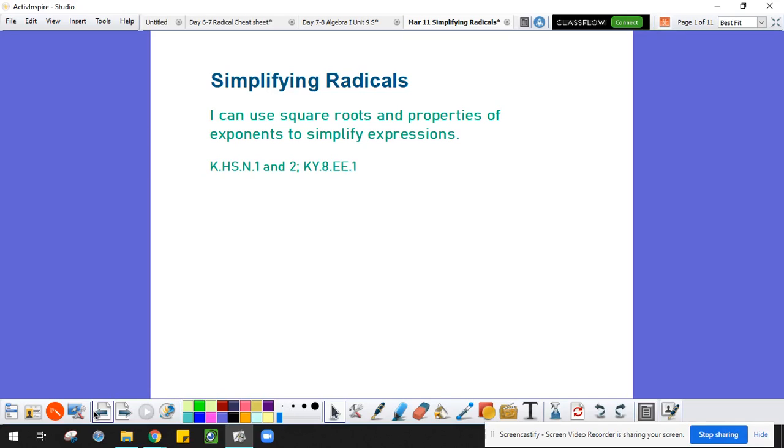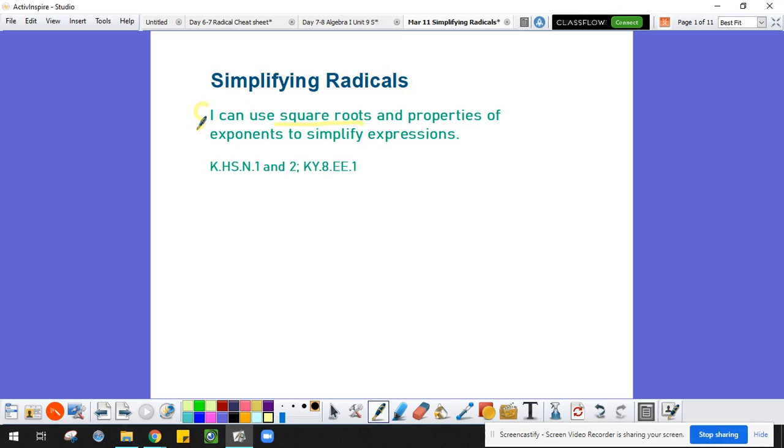Today's lesson is on simplifying radicals. This is the second half of Unit 7, and even though it says radicals, you are going to find out over the next couple of days why radicals fit in the same unit with the laws of exponents. But let's start out with today's lesson, which is I can use square roots and properties of exponents to simplify expressions. This is your title, Simplifying Radicals.